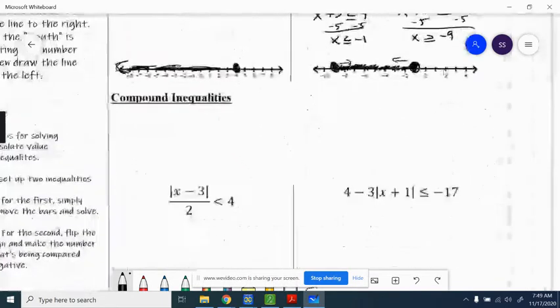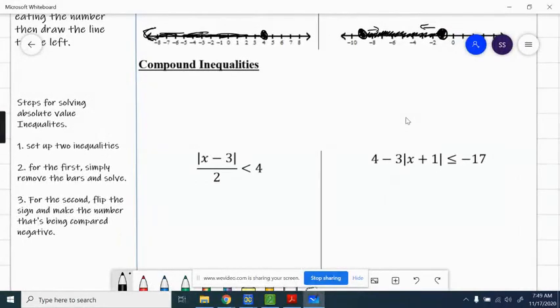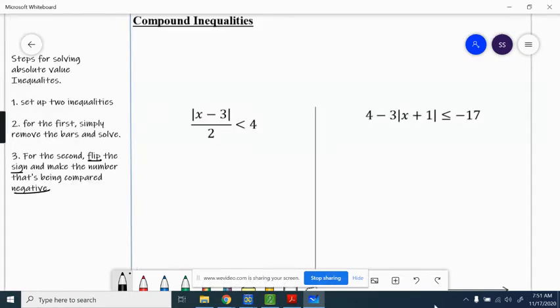All right. So I've written out the steps for solving inequalities. So go ahead and pause the video, write these three steps down. We've got number 1, set up two inequalities. For the first step, we simply remove the absolute value bars and solve. And for the second one, we're going to flip the sign and make the number that is being compared negative. Okay, so flip the sign and let's make sure we underline that. Flip the sign and make the number that we're comparing negative. Okay, let's look at a few more examples of these compound inequalities.